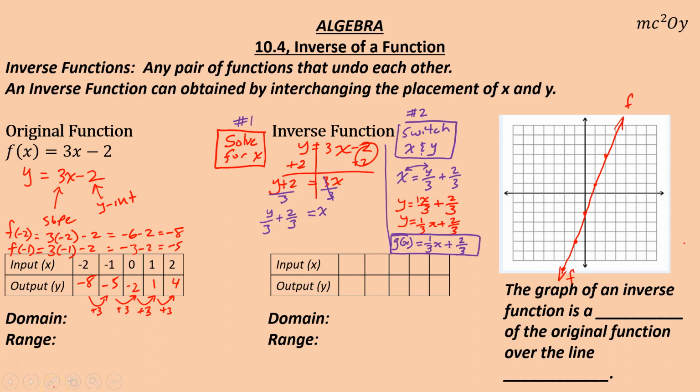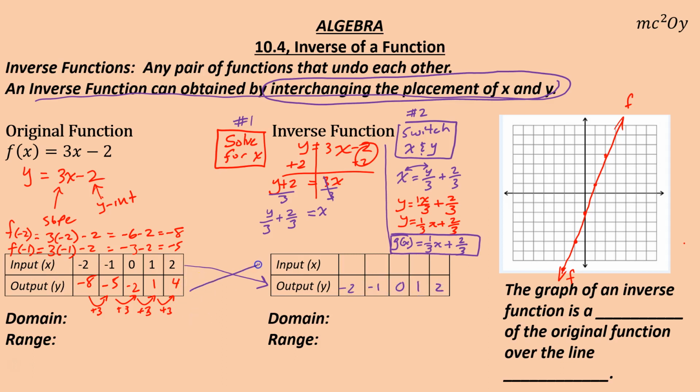Now to graph g, there's a couple ways to do it. First, you could do the same process where we fill in the table, but dealing with fractions is not as appealing. And one of the statements I made at the beginning, the inverse function can be attained by interchanging the placement of x and y. That's huge. That means what was x in my original function actually becomes y in my inverse. What was the input becomes the output. So my outputs I could say -2, -1, 0, 1, 2. And my inputs are actually my other outputs, my original outputs.